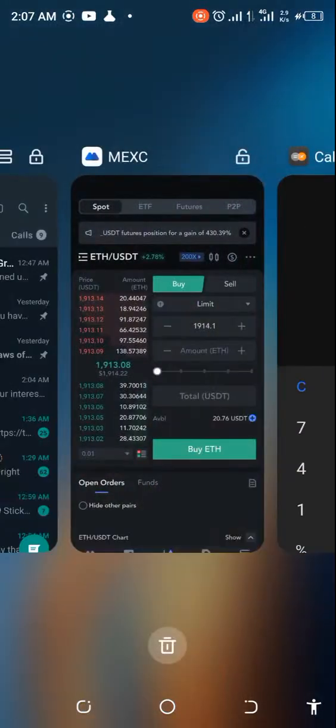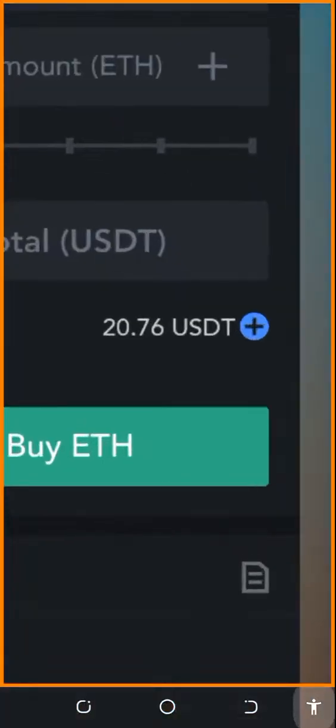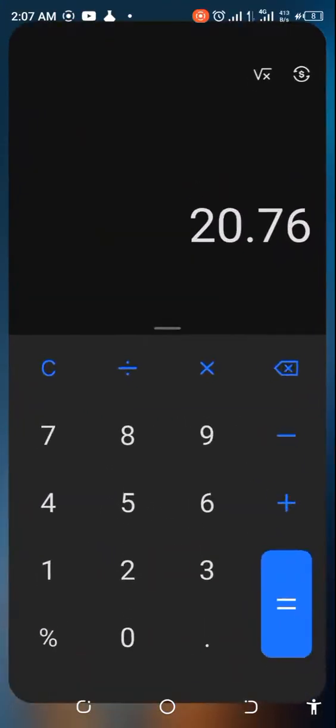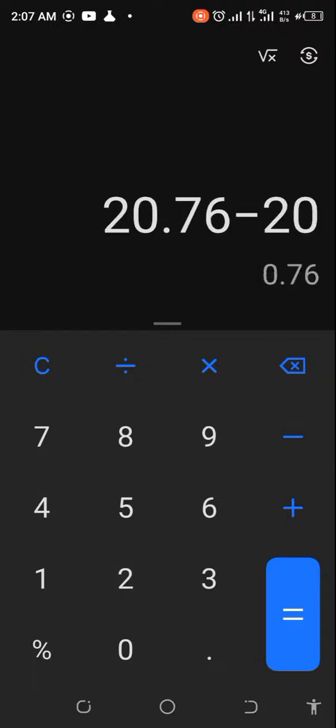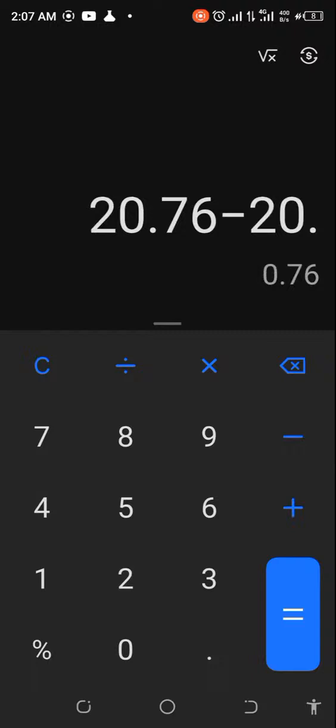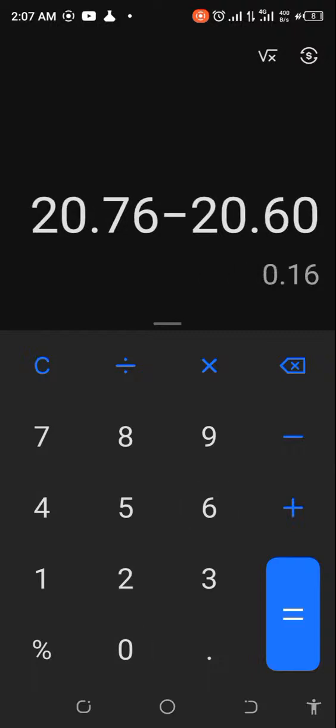Okay, so what that means is that 20.76. Am I right? Am I correct? 20.76. Yeah. So 20.76 minus 20.60. 16 cents. Yeah, it wasn't exactly so fantastic, but it's something.